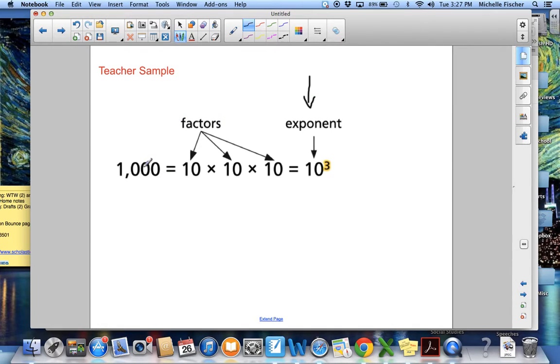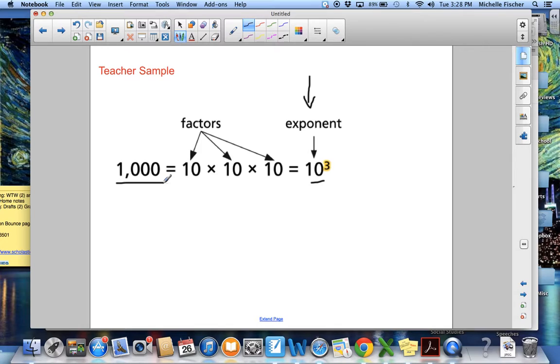Let's take a look. So if we have 10 to the 3rd power, like we did on the previous slide, we have our exponent version right here. When we take a look at the factors, we would have our base number, which is 10, multiplied 3 times. 10 times 10 times 10. Both of these equations, 10 times 10 times 10 and 10 to the 3rd power, equal 1,000.